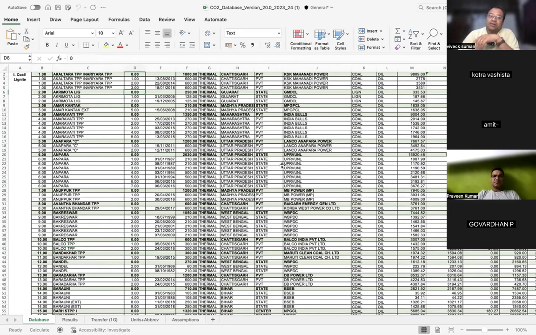And if you go to Akal Tara TPP, which is a thermal power plant, it's a different company which is operating. That's a private one. Balco is also a private one.